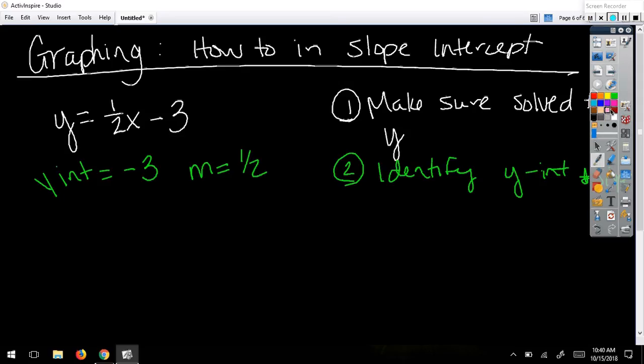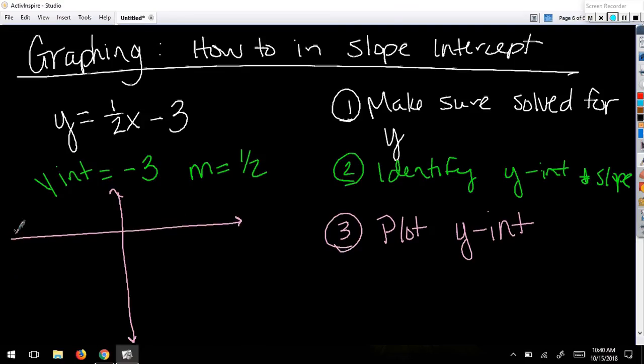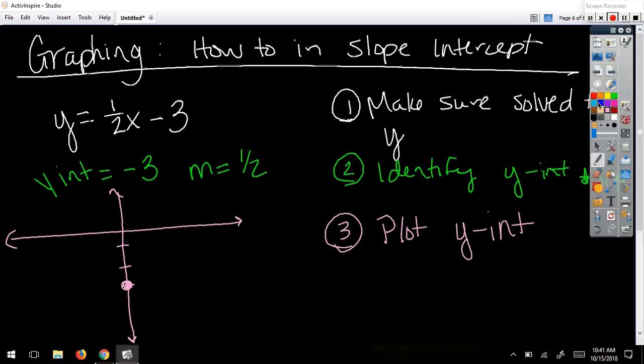Here's what we're gonna do. We're gonna plot the y-intercept first. Which axis is the y-axis? Up and down. So if I've got to go -3, that means I'm gonna go down 1, 2, 3, and put a point. Remember, we need 2 points to graph a line. When it's in slope-intercept form, this is the easiest way to graph it.